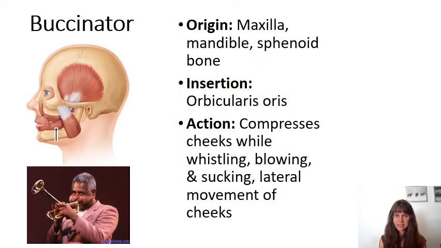The next muscle we're going to discuss is Buccinator, which originates on the maxilla, mandible, and sphenoid bone and inserts on Orbicularis oris. The action for Buccinator is to compress the cheeks while whistling, blowing, sucking, or any kind of lateral movements of the cheek that may occur.